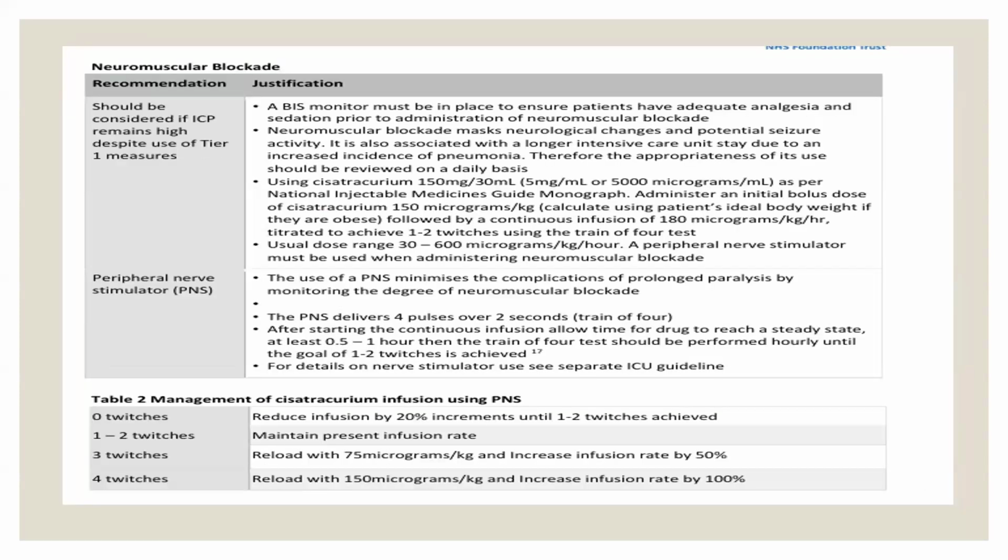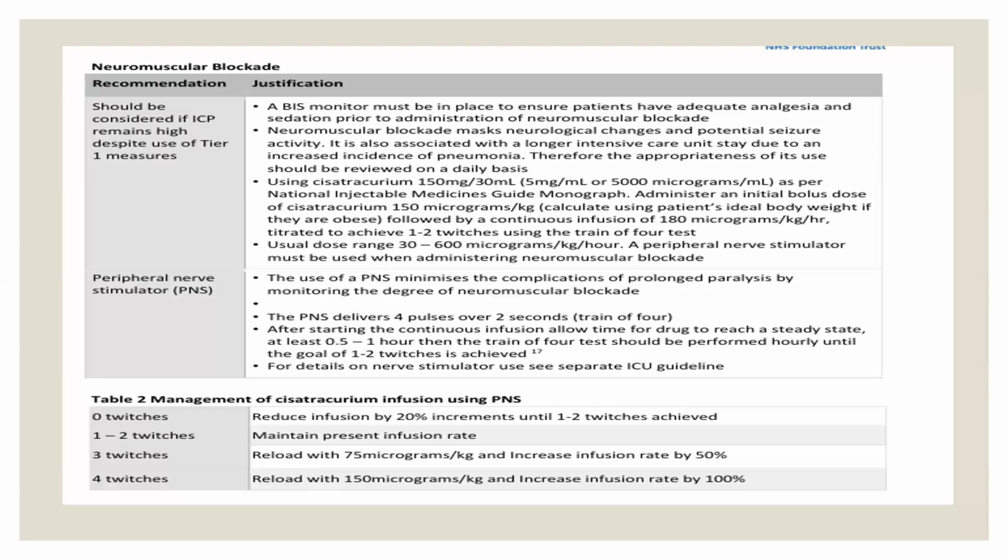So neuromuscular blockade should be considered if ICP remains high despite the use of the tier 1 measures. So a bispectral index monitor may be in place to ensure the patient has adequate analgesia and sedation prior to the administration of neuromuscular blockade. Neuromuscular blockade masks the neurological changes and potential seizure activity. It is also associated with longer intensive care unit stay due to an increased incidence of pneumonia. Therefore, the appropriateness of its use should be reviewed.